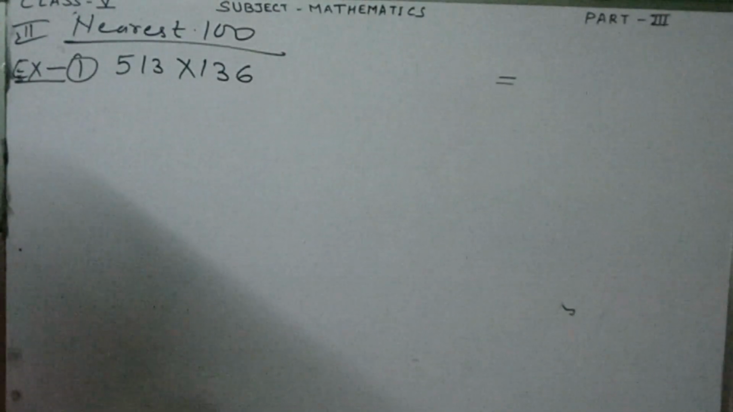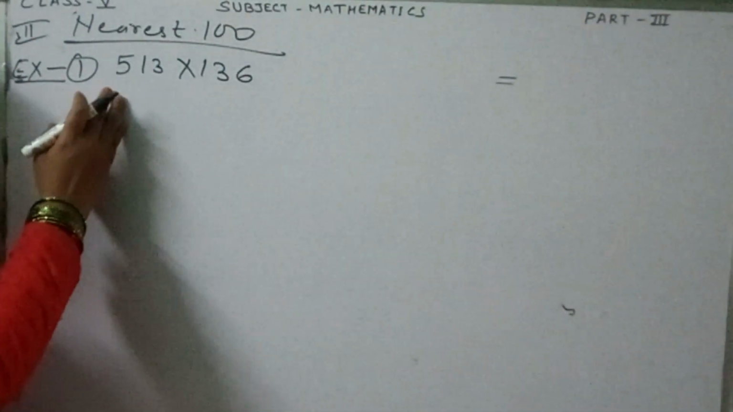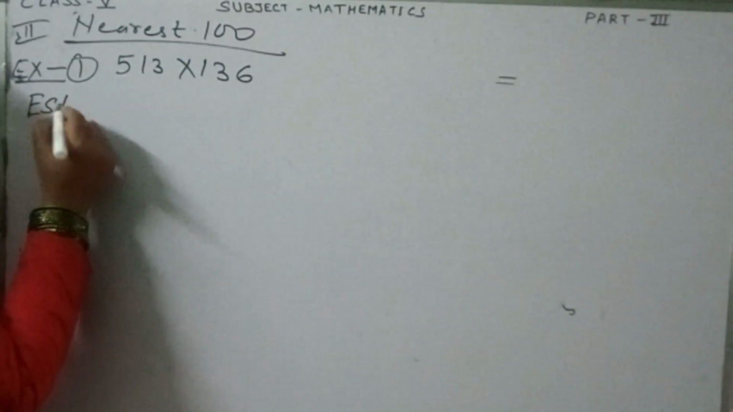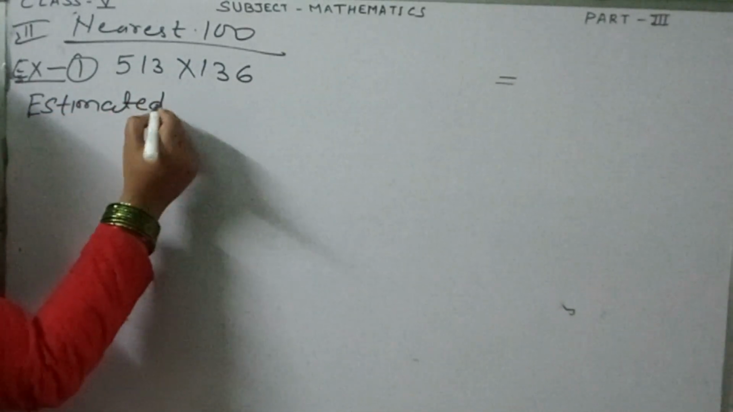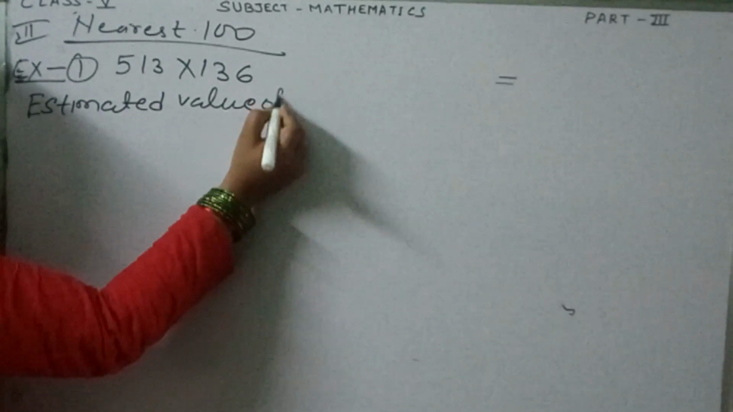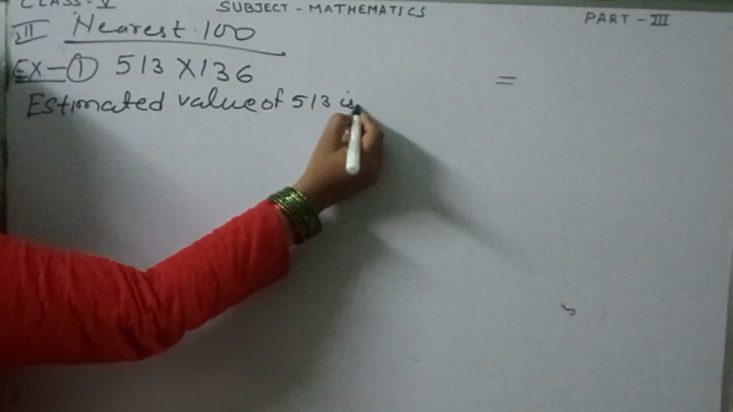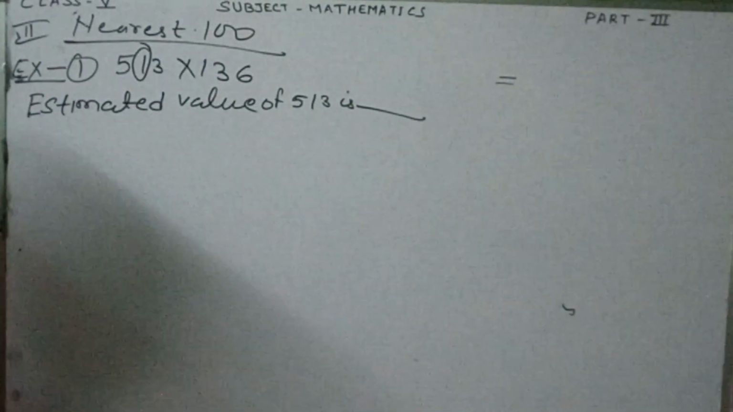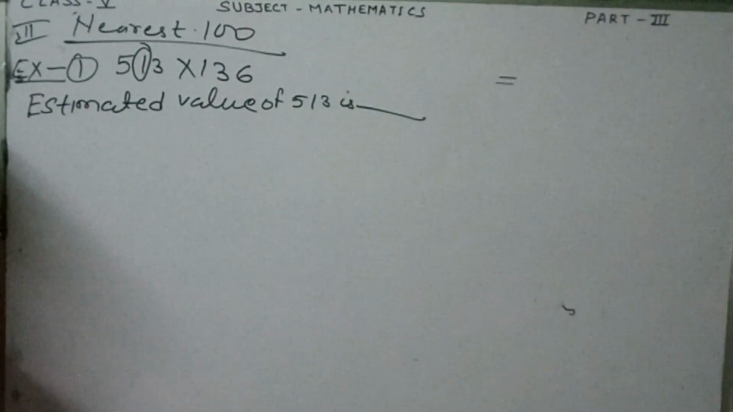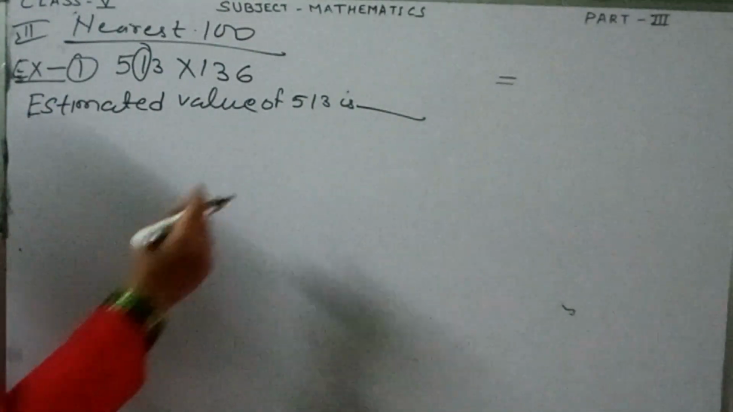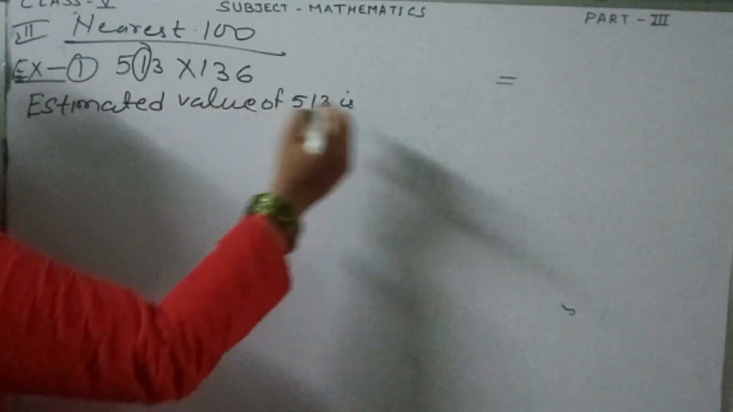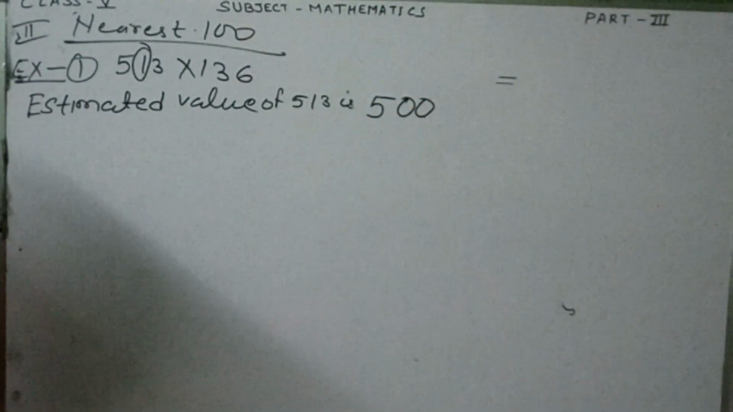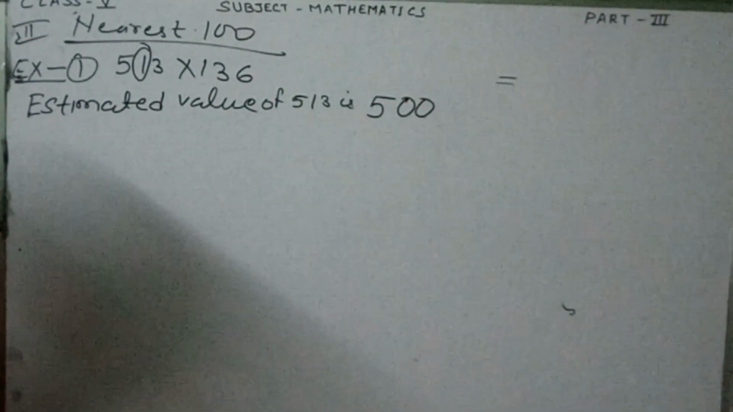Students, we have to find the estimated product and also the actual product. For finding the estimated product, first we find the estimated value of the given numbers. So what do we have to do? Write down the estimated value of 513 to the nearest 100. What do we check? The tens digit is 1, and 1 is less than 5. So no need to add anything. We write 5 as it is and here 0 0. Rounded, the estimated value of 513 is 500.